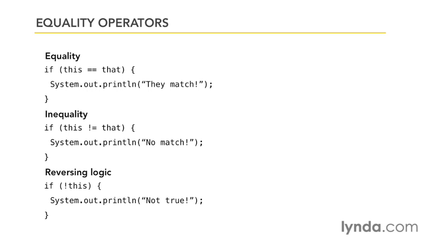You'll hear some developers refer to the exclamation mark as the bang character, B-A-N-G. And so if they were reading this code, it would be if bang this, then do something. Regardless of whether you call it bang or the exclamation, it reverses the logic, changing a Boolean value from true to false or vice versa.